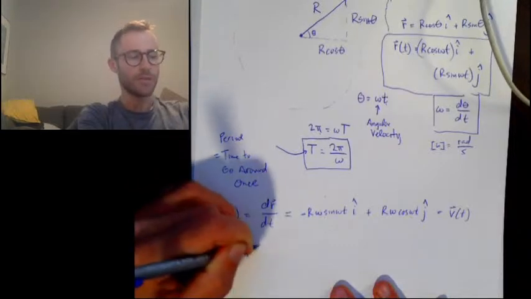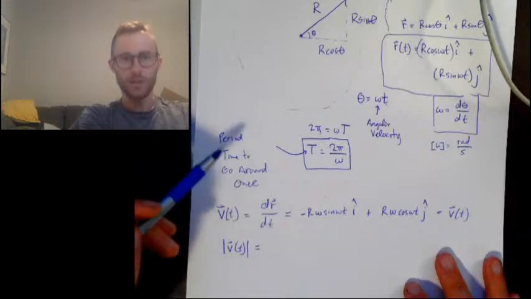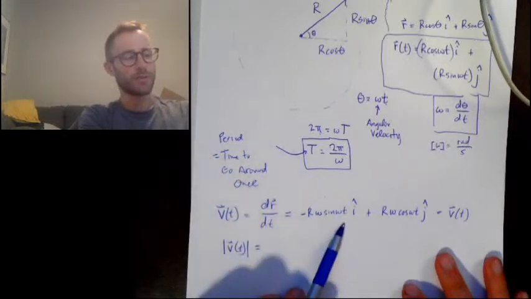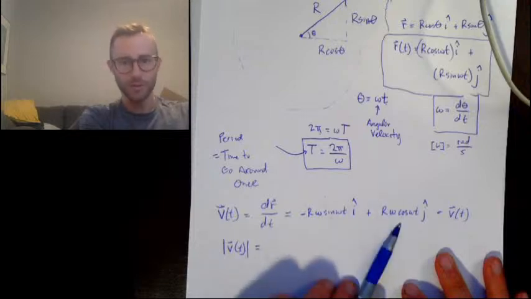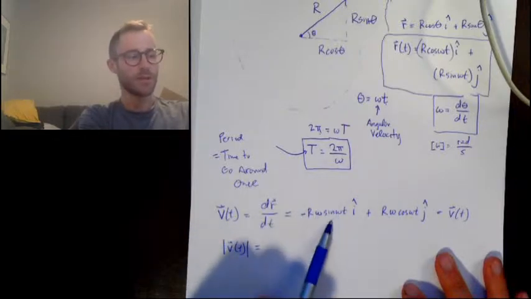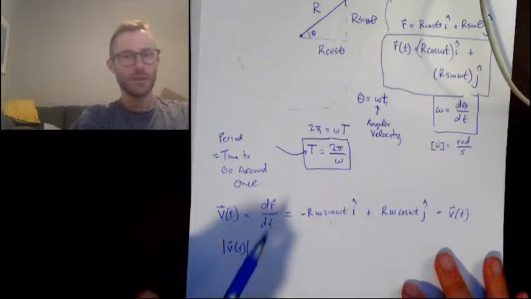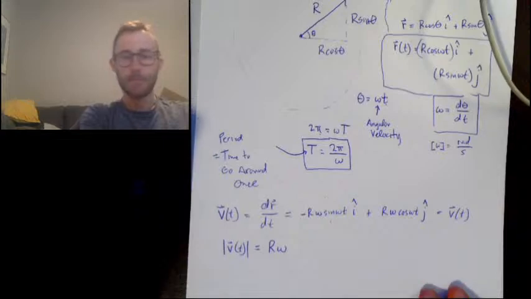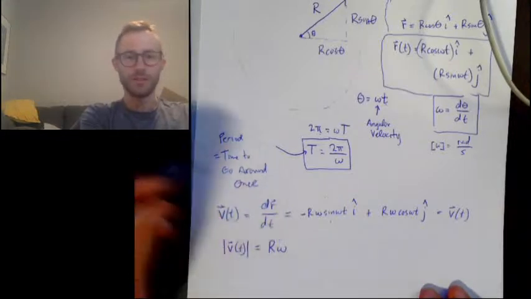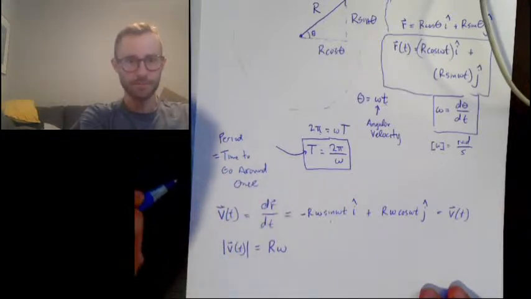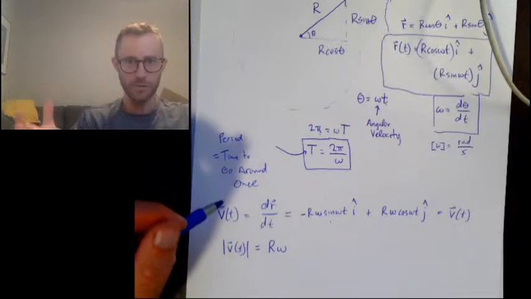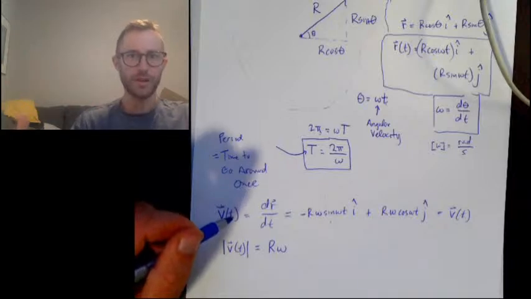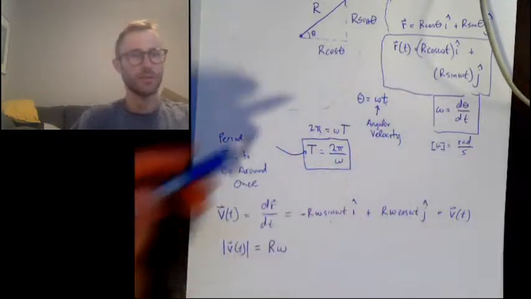So we do the Pythagorean theorem on that. The way that it works is that we would do x component squared plus y component squared, square root. Again, we're going to have a sine squared plus a cosine squared. And so you end up getting r times omega. So this is the speed in circular motion, r times omega. Notice that angular velocity is not the same thing as speed, because speed is measured in meters per second. Angular velocity is measured in radians per second.